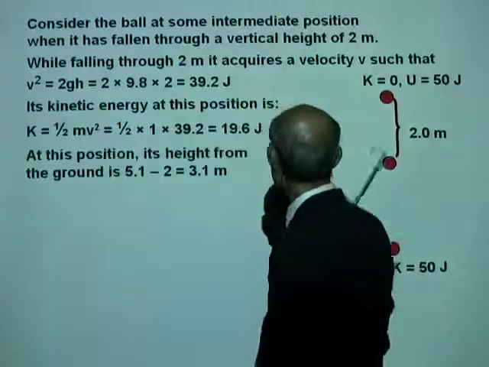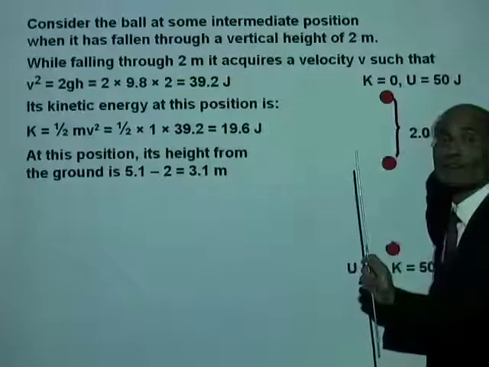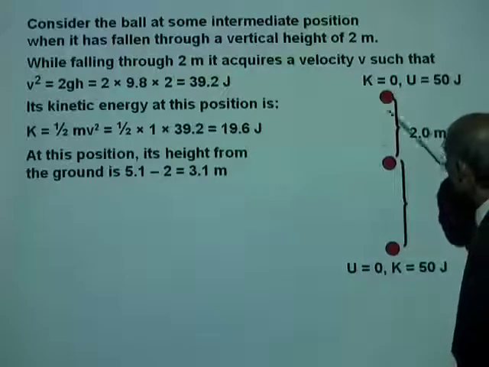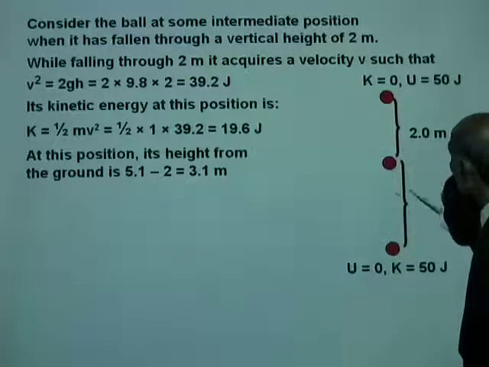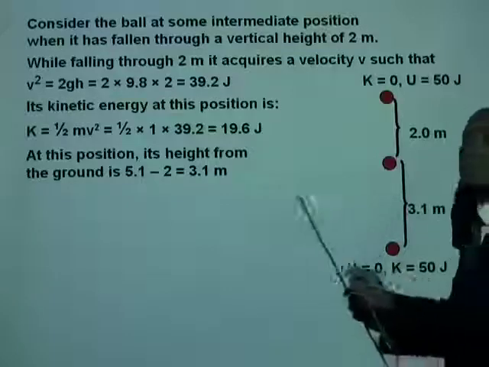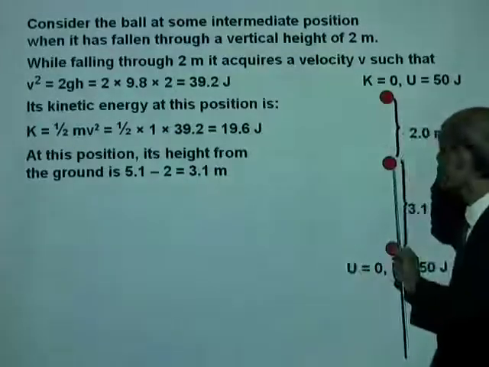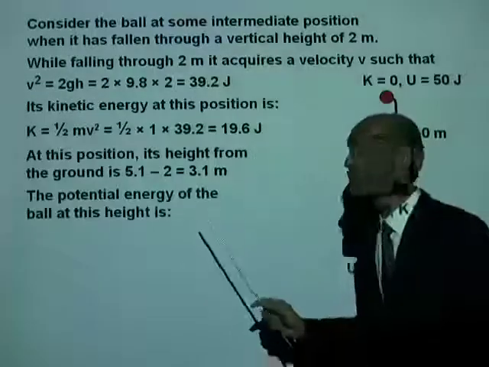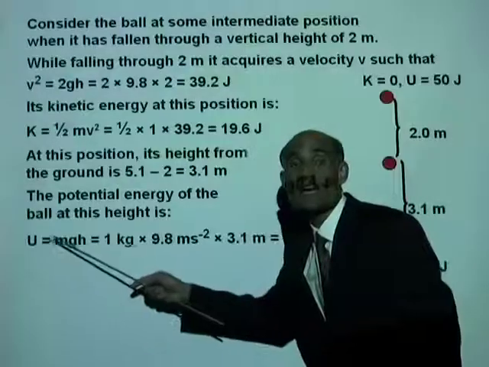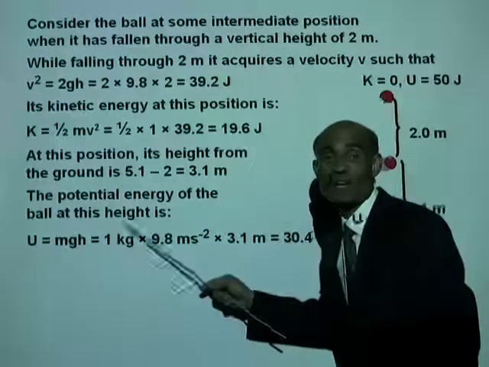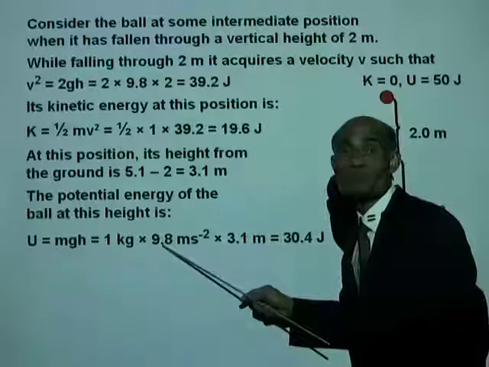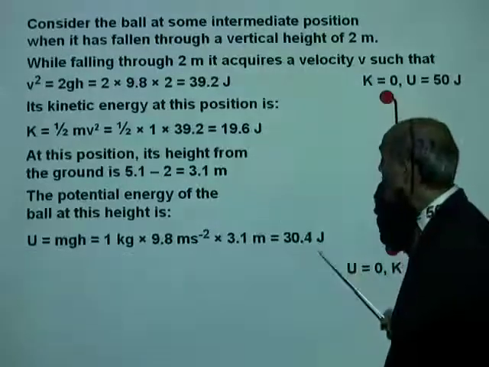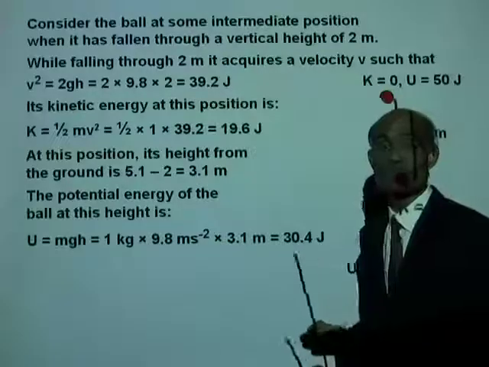Now, what is its potential energy at this position? What is the height now? The height is now 5.1 meter minus 2 meter, that is 3.1 meter. The object is now at a height of 3.1 meter. What is its potential energy? Potential energy is mgh. 1 kilogram times 9.8 meter per second squared times 3.1 meter, that is 30.4 joules.